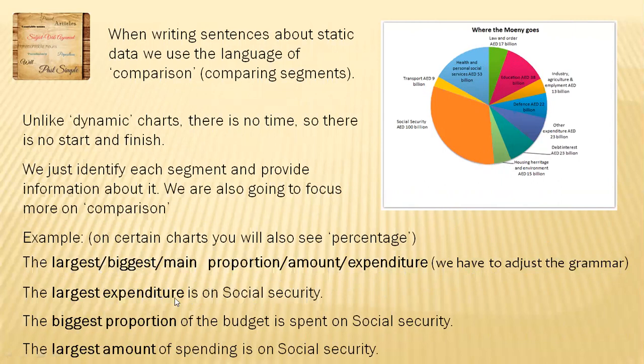The largest expenditure is on Social Security. That means the most money is spent on Social Security. Expenditure is how much money you spend. The biggest proportion of the budget is spent on Social Security. The largest amount of spending is on Social Security. So again, we're using our amounts here and what we're talking about: expenditure, proportion, amount. They're different ways that we can express ourselves.